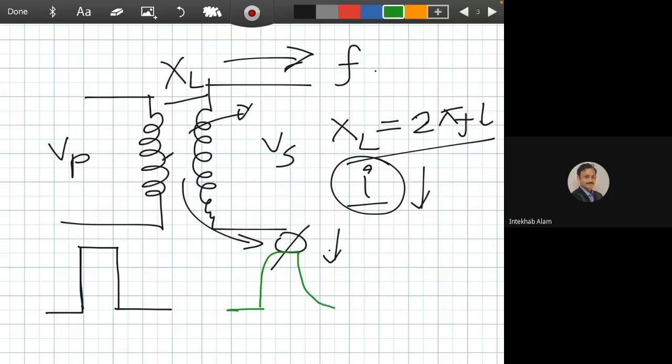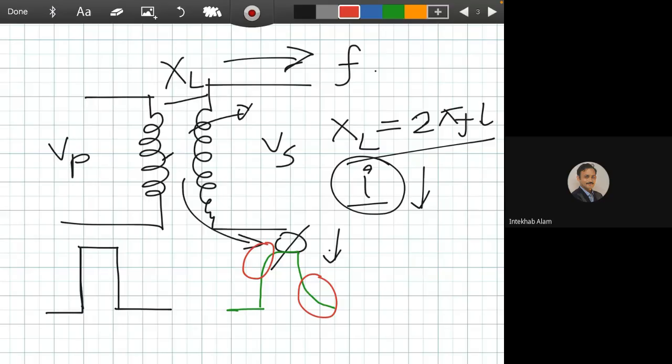Okay, is it now clear with you? So there is a pulse distortion on the secondary side because these corners are actually formed with the help of high frequency input.